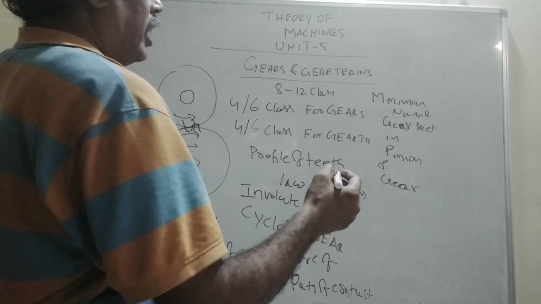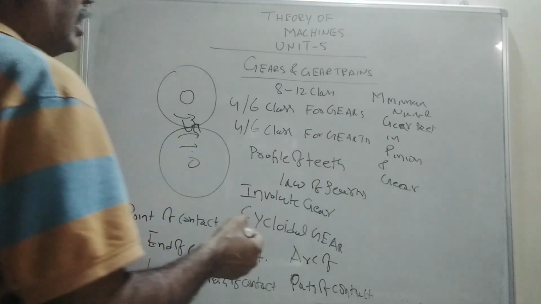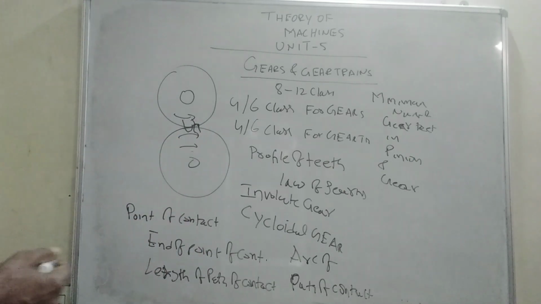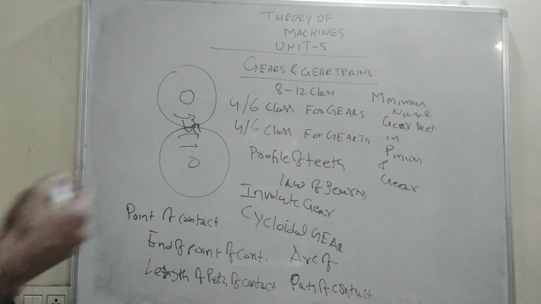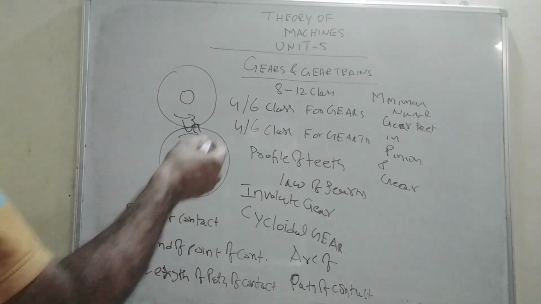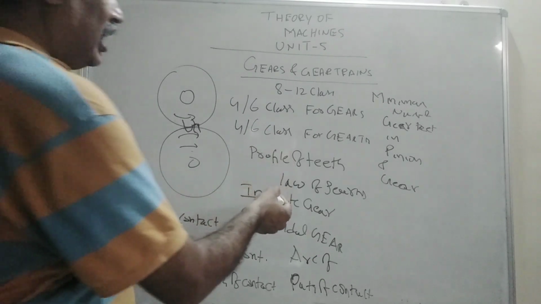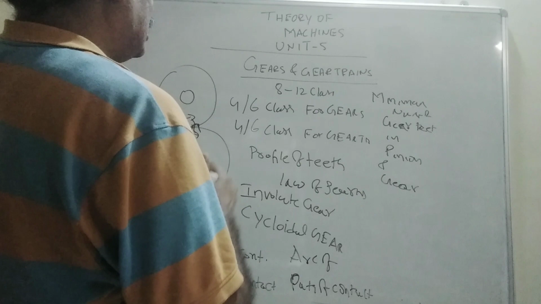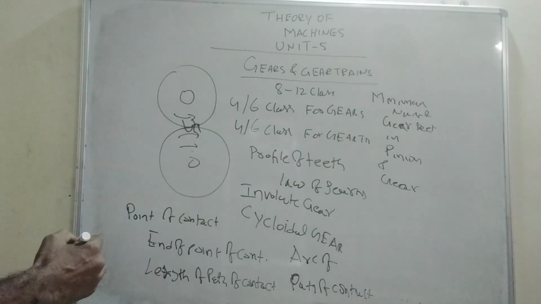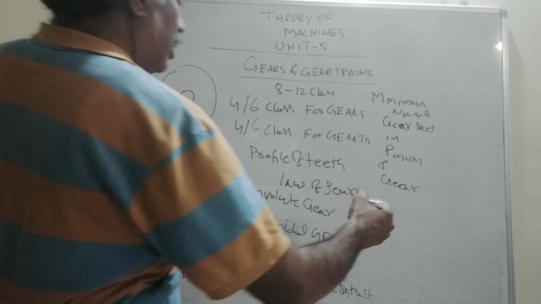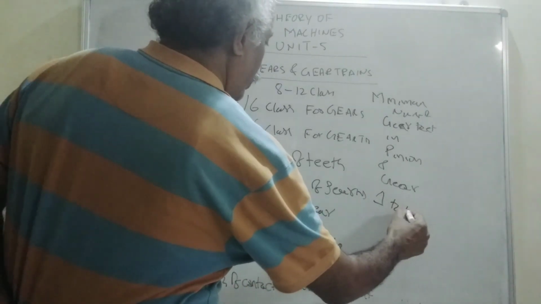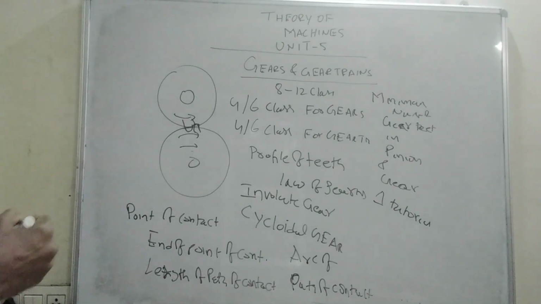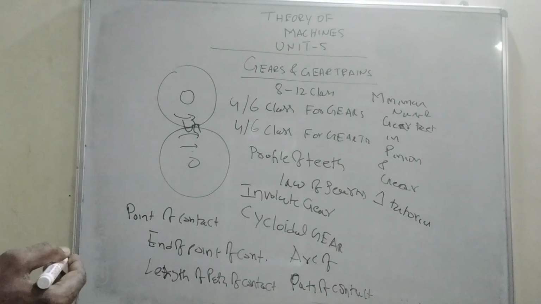This is all we have to discuss, and we have to solve several problems: determine the point of contact, length of path of contact, and minimum number of teeth. It will take roughly 4 to 6 classes for explaining the law of gearing and all the concepts, and you can go for one tutorial class for discussing the problems of gears.